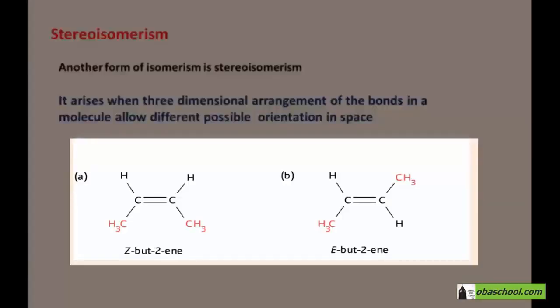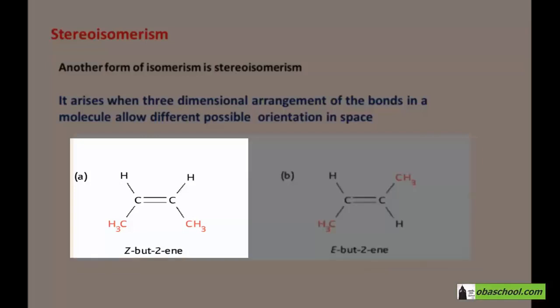For example, we have this compound. The first one is called Z-butene, and this is its shape in space. Let's suppose the orientation of the bonds changed, which means that one of the CH3 groups moved upwards, so we will have a stereoisomer. So these are two molecules that differ in the orientation of the bonds. So it is called E-butene.